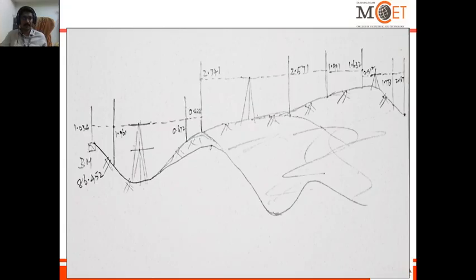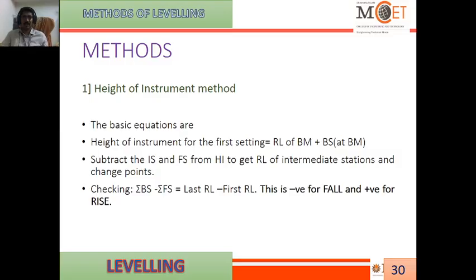Now we have tabulated. Now we are going to see the two methods, starting with the height of instrument, or height of collimation. Both are the same thing. How can we determine the height of instrument? I have explained the concept. RL of benchmark plus backsight gives the height of instrument, right? This is the basic thing you have to remember. Then if we want the RL of each point, we have to subtract the intermediate sight and the foresight from that same height of instrument until the instrument gets changed, right?